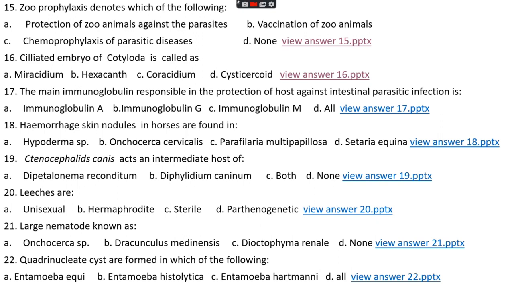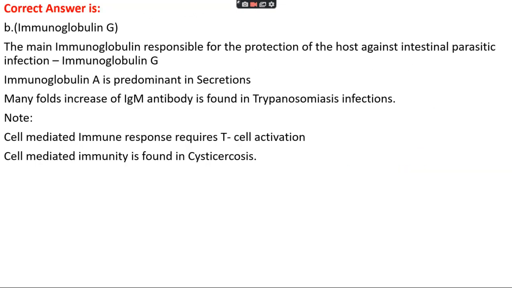The main immunoglobulin, which is responsible in the protection of host against intestinal parasitic infection, is: option A, immunoglobulin A, option B, immunoglobulin G, option C, immunoglobulin M, or option D, all. The right answer is option B, that is immunoglobulin G.